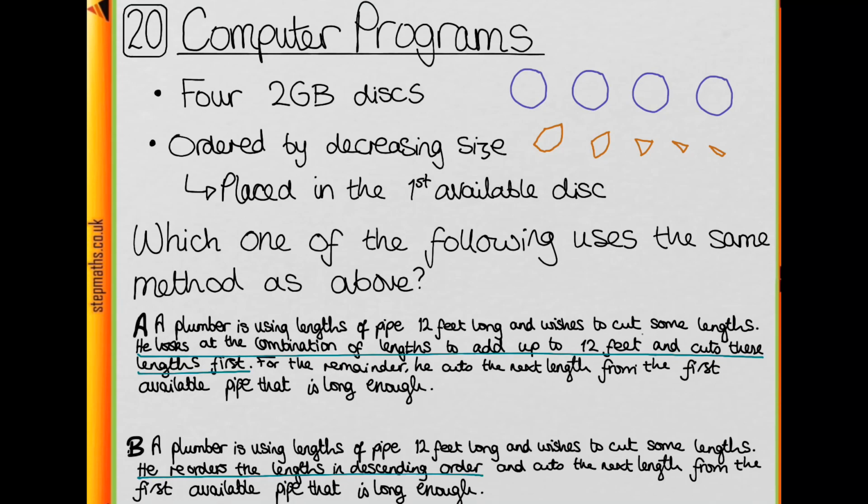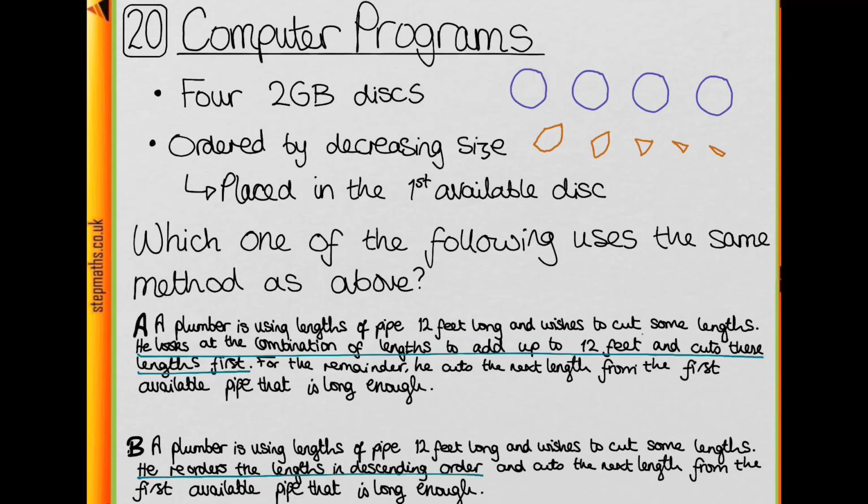This is question 20, and this is a question about some computer programs. So I have 4 2GB disks, so I've just drawn 4 disks out here, and then we have some computer programs which are ordered by decreasing size, and we're going to place them in the first available disk. So we're just thinking of segments of disks as our computer programs, like how much of the disk they take up, and we're going to put them in decreasing size.